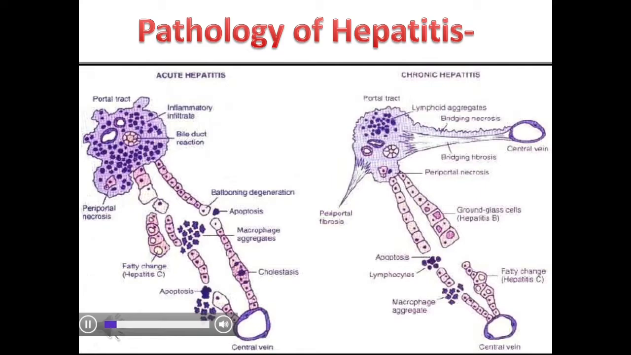Pathological changes seen in hepatitis. In acute hepatitis, you can see ballooning degeneration, councilman bodies, disruption of lobular architecture, interface hepatitis, and bridging necrosis. In chronic hepatitis, we can see ground glass hepatocytes, bridging fibrosis, cirrhosis, and most commonly mononuclear macrophage aggregates.